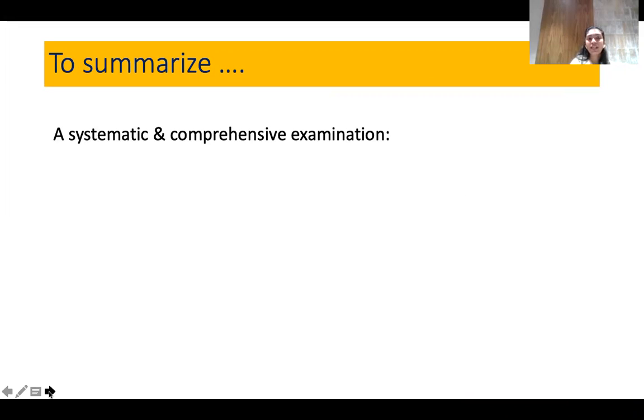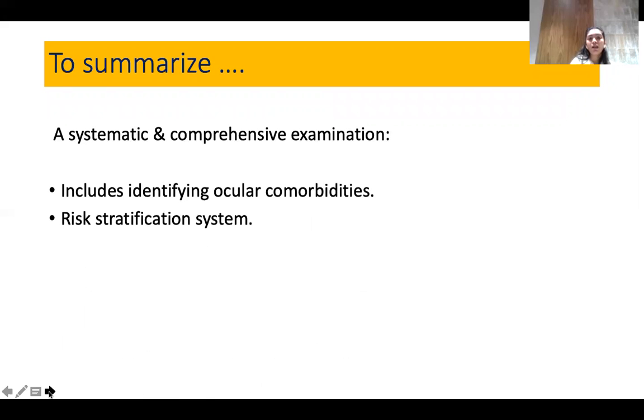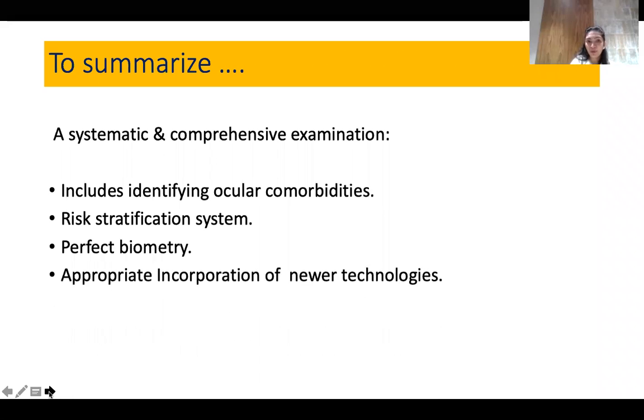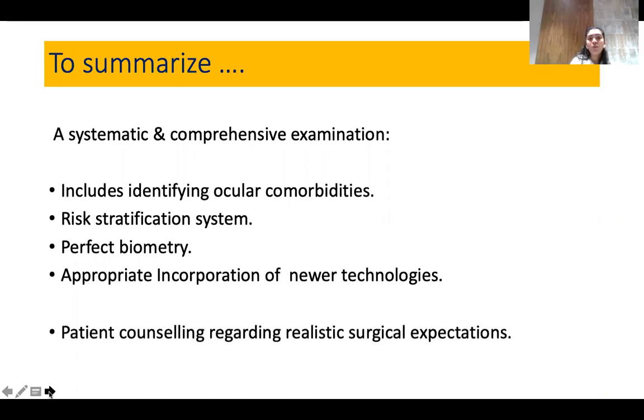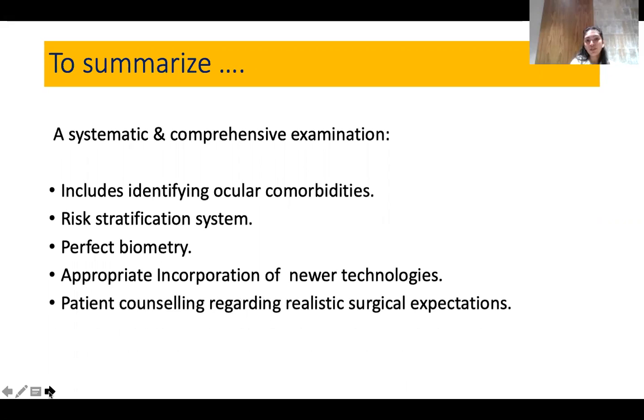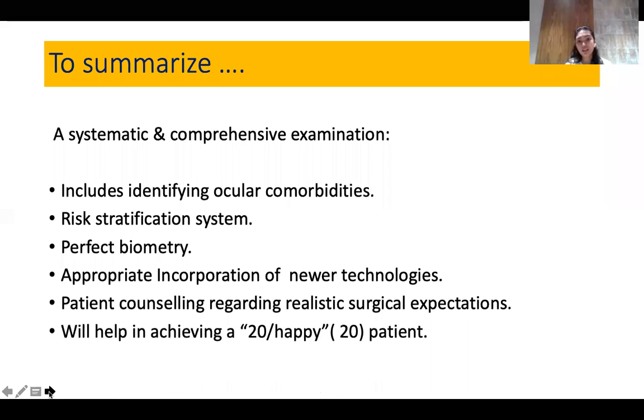So to summarize, a systematic comprehensive examination is going to consist of identifying ocular comorbidities, having a risk stratification system, a perfect precise biometry, appropriate incorporation of all the newer technologies available, which is going to in turn help us achieve a happy 20/20 patient. And patient counseling regarding realistic expectations is very, very important.